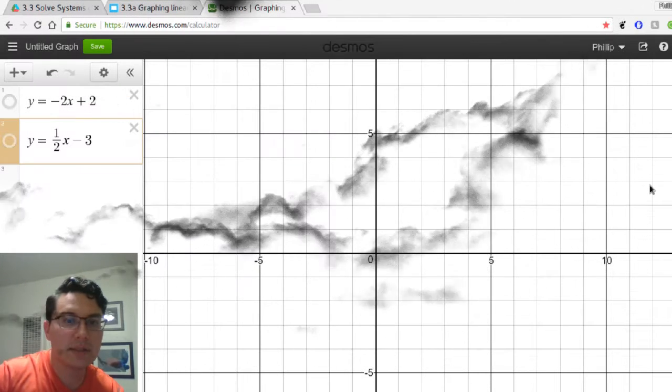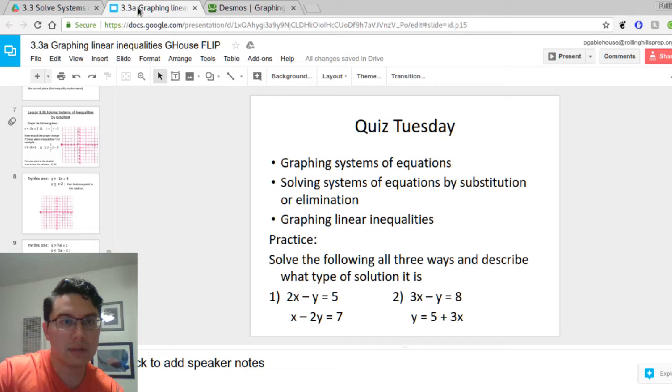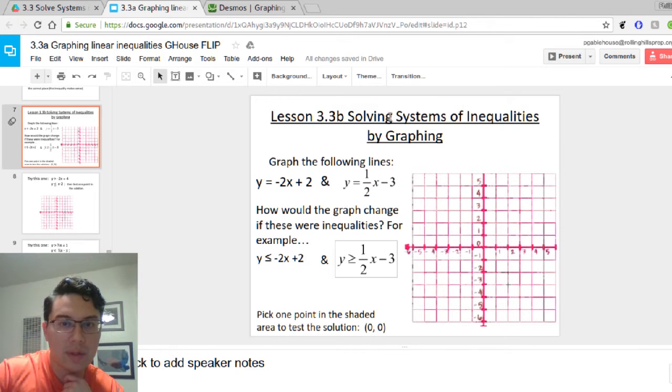Alright, so let's go ahead and get started on the second part of graphing inequalities. Let's go back to our note sheet here. We're at lesson 3.3b, solving systems of inequalities by graphing.